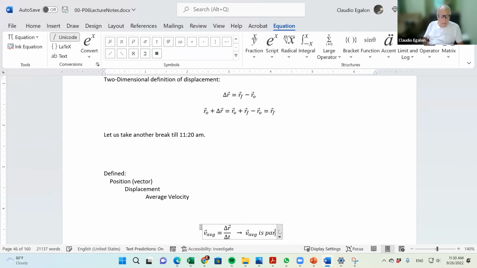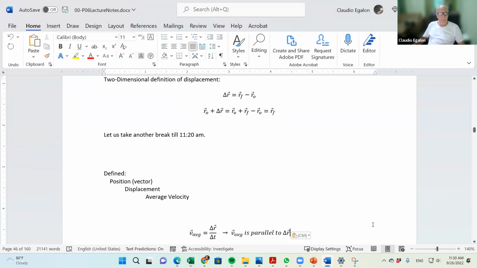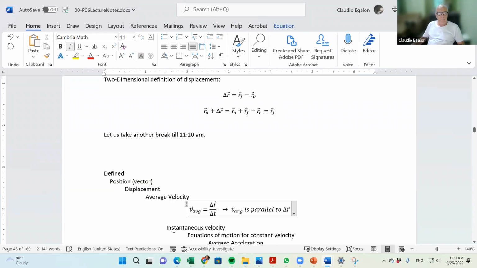Okay, so I'm going to write down parallel to delta R. That's from the very definition of delta R.